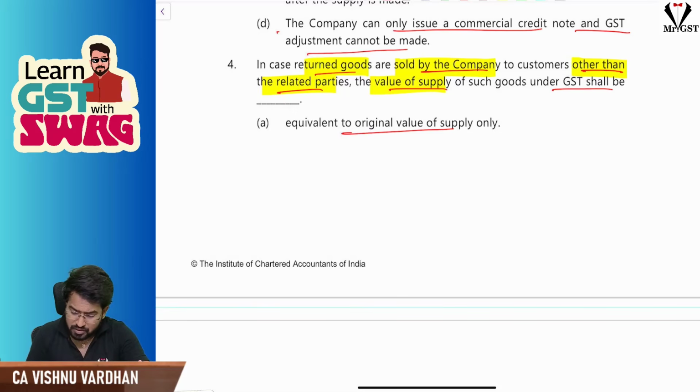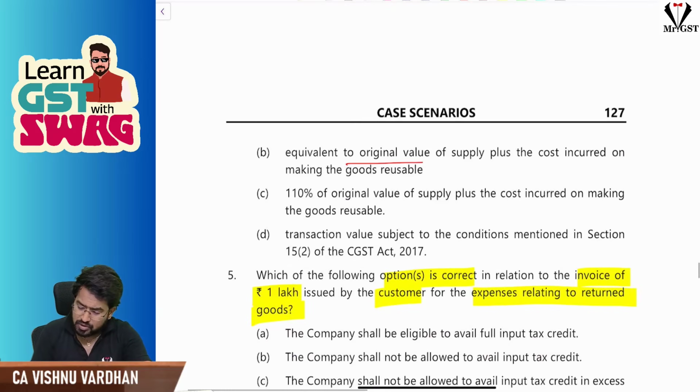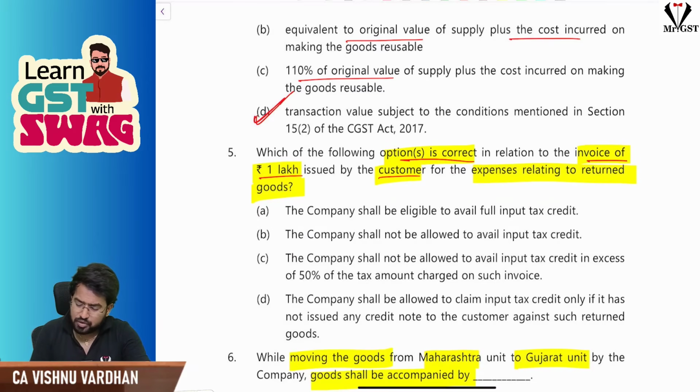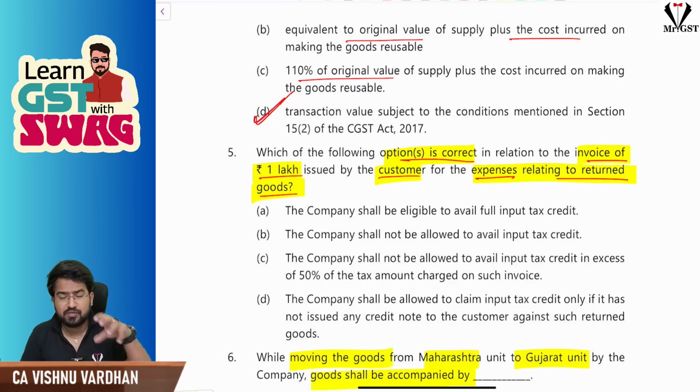Equivalent to original value plus cost incurred, 110%? No. Transaction value subject to condition. Yes, option D. Transaction value will be the value of supply when you are selling something to an unrelated person and price is the sole consideration. Which of the options is correct with respect to the invoice of 1 lakh issued by the customer for the expenses related to returned goods? The customer is returning the goods, for that he is incurring 1 lakh expenses and he is raising an invoice on you.